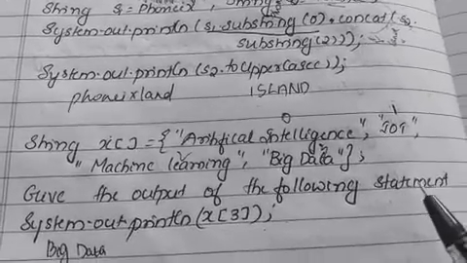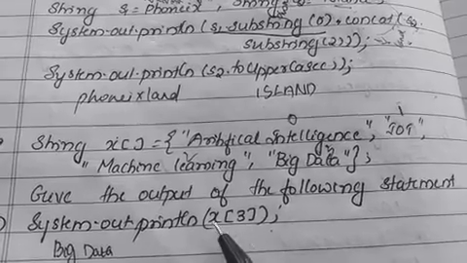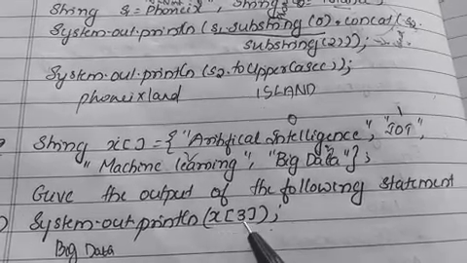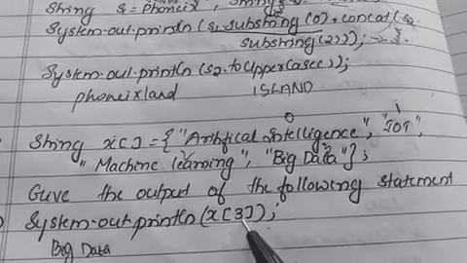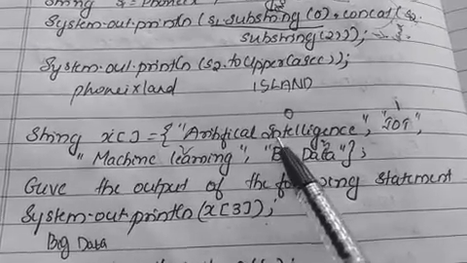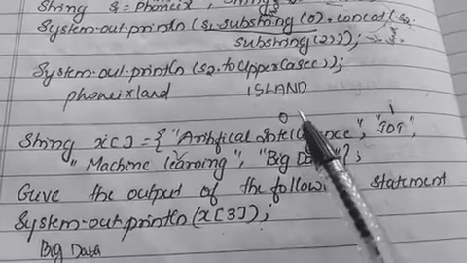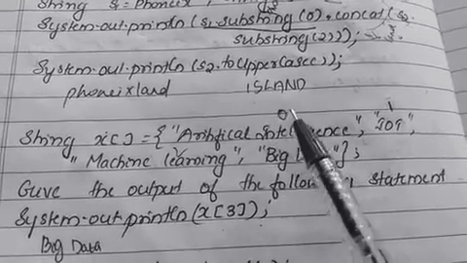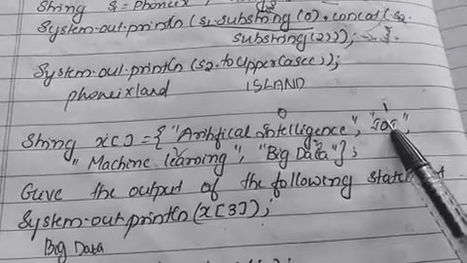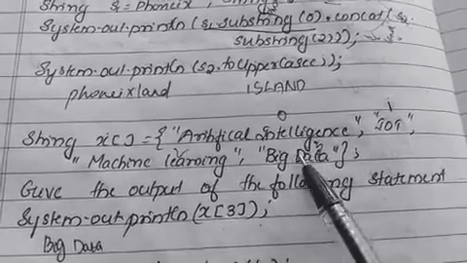Give the output of the following statement. System.out.println x of 3. x of 3 means the array element with the index value 3. We know that since it is an array, each element in there has an index value. All these things we have studied. So what is the index value of the first element? Similar to string, it's 0. Index value of IoT is 1, for machine language it is 2, for big data it is 3.